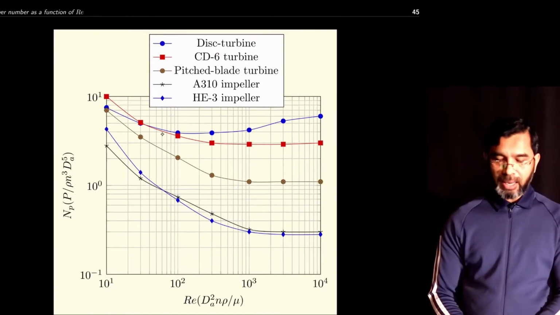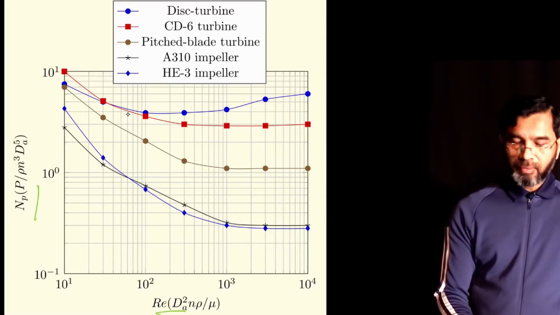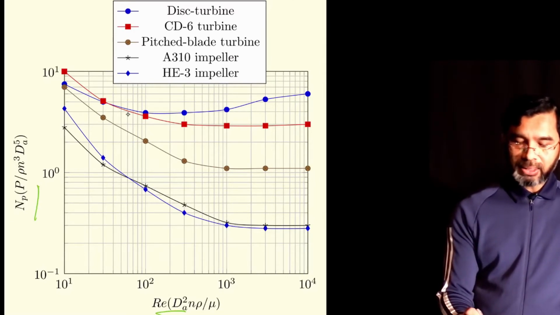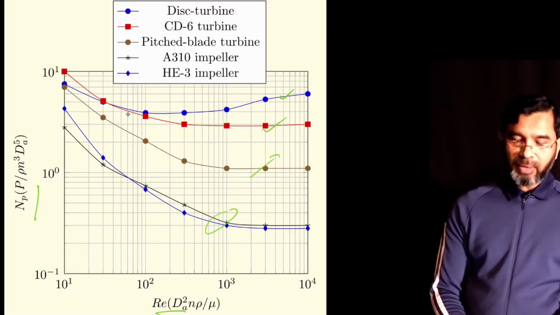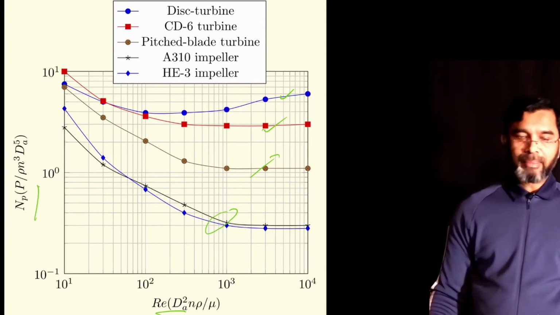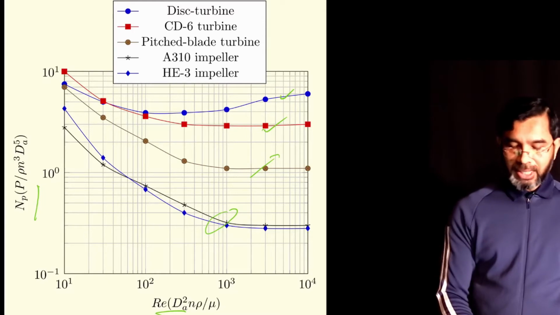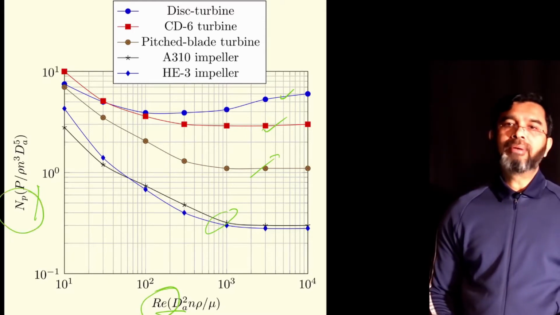So here in this diagram, it shows the relation between power number and Reynolds number for different types of impellers. So this one is for disc turbine, this one is for CD6 turbine, this one is for pitched blade turbine, and these two are specially designed turbines, what are called A310 and HE3. These have special characteristics in terms of their dimensions and shape. So from this relation, if you know the Reynolds number, you can find the power number for a given impeller.